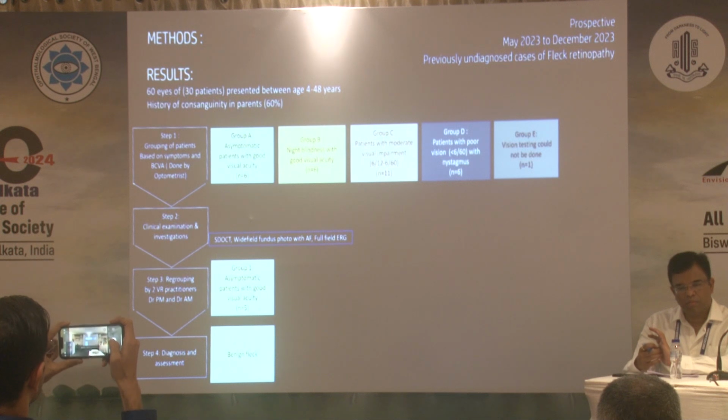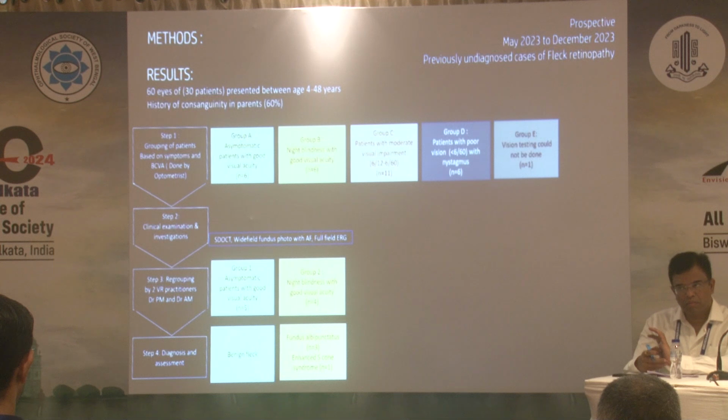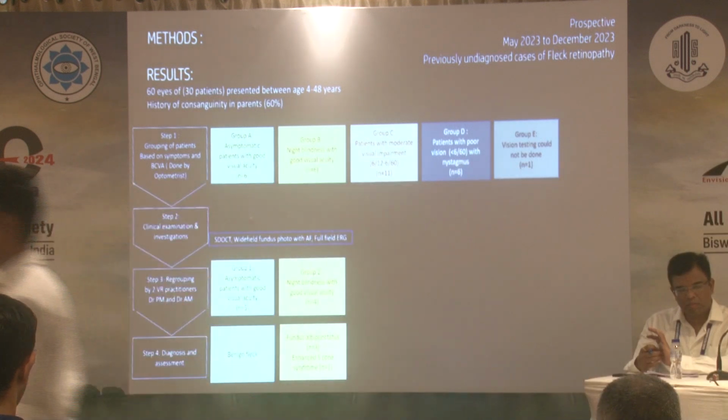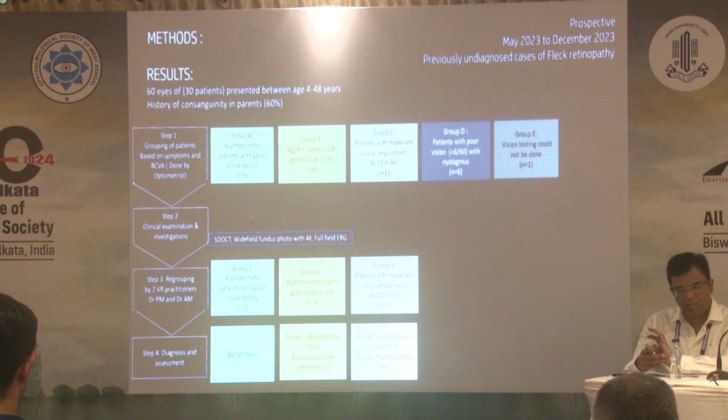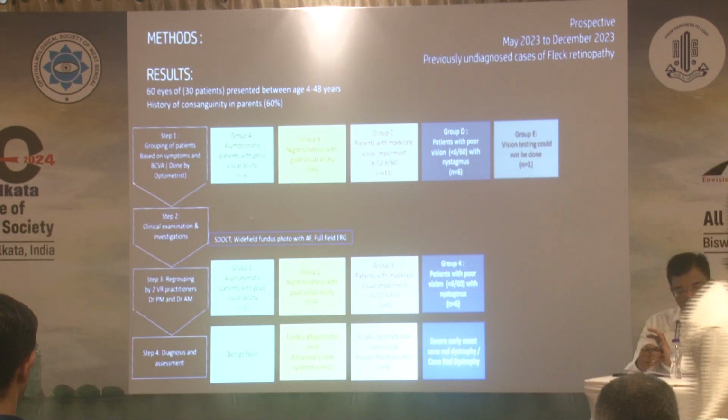So group 1 was 5 patients from group A who were diagnosed to have benign fleck retinopathy. Group 2 was 4 patients from group B who were diagnosed to have fundus albipunctatus and enhanced S-cone syndrome. Group 3 was 9 patients from group C who were diagnosed to have fundus punctata albescens and fundus flavimaculatus. Group 4 was from group D, diagnosed to have severe early onset cone-rod dystrophy.